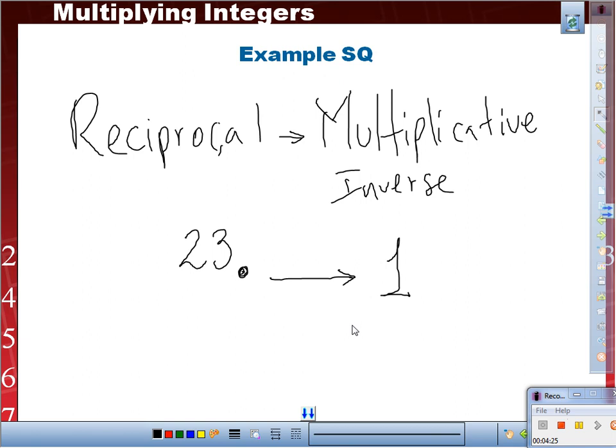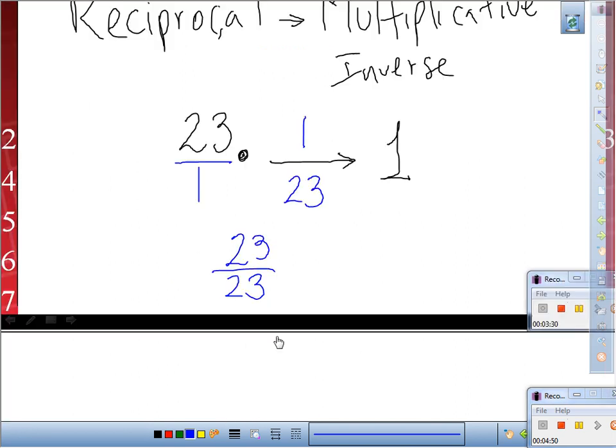Look up to the screen. The reciprocal of 23 is 1 over 23. Now, why is that? Let's see. I can write this as 23 over 1. Does everybody see it? So let's see. What is 23 times 1? 23. What is 1 times 23? 23. Therefore, 23 over 23 is what? A giant 1. Is it coming back? Yes?